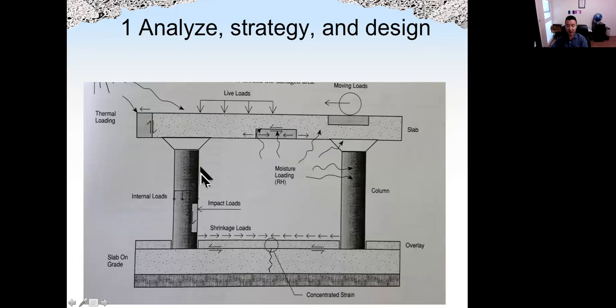So analyze the forces, the loading, and also the internal stress due to shrinkage, for example. This picture shows us the stresses that may come from thermal loading. The sun will increase the temperature on the outside, so we have a temperature gradient, and that will put some thermal loading on the structure. Live load, dead load, moisture gradient, impact load, and the internal load, the load transfer from beam to columns and to the foundation, and also of course shrinkage load.